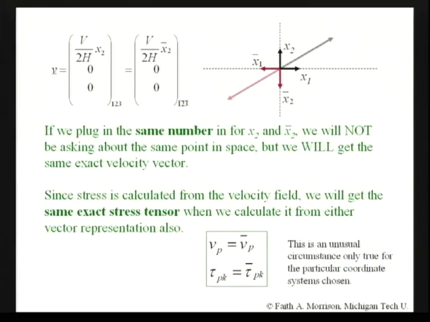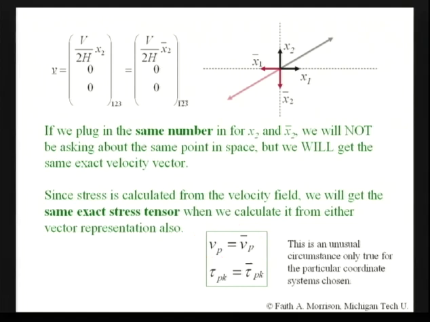Okay? So that's what this says here. If we plug in the same number, we will not be asking about the same point in space. So if I put in 1 for x2, I'll be talking about this point in space. If I put in 1 for x2 bar, I'll be talking about this point in space. We will not be talking about the same point in space, but we will get the same number because the flow is symmetric. Okay? So that's what this means.